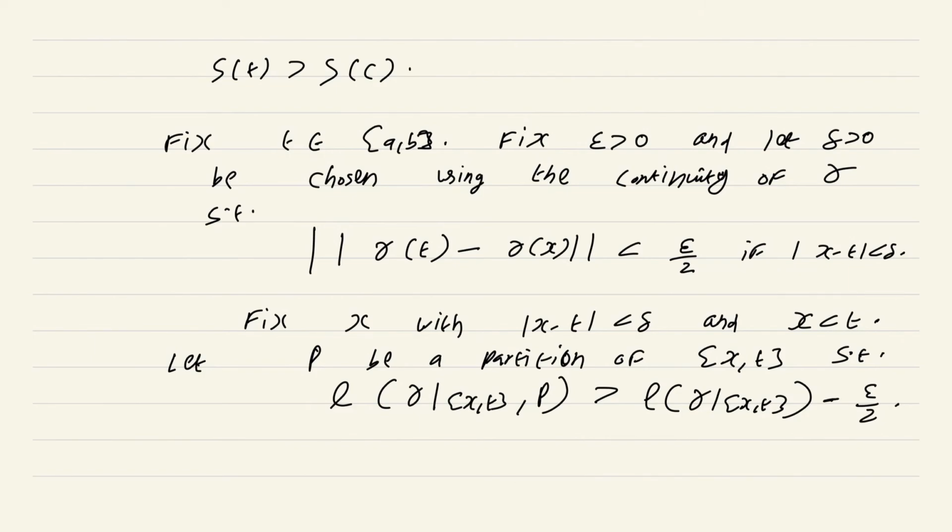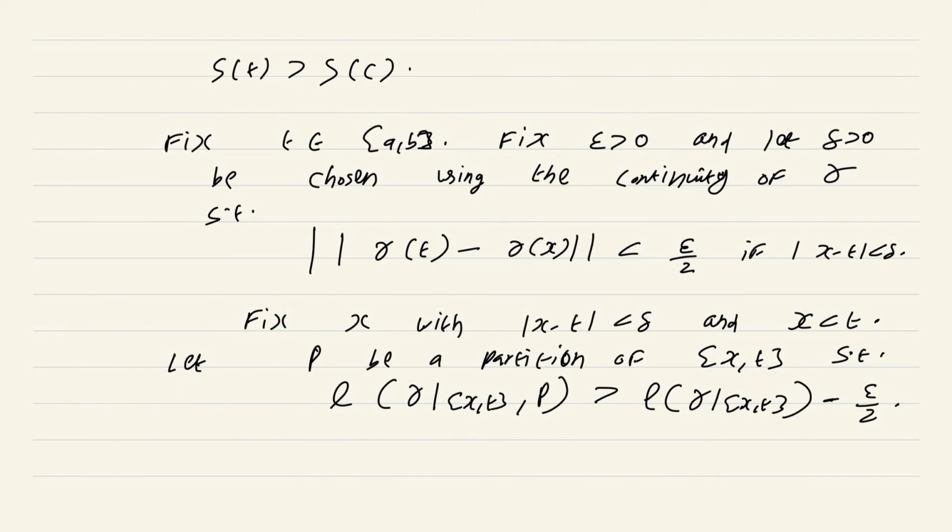So given any epsilon, or in this case epsilon by 2, I can always choose the partition so fine such that this is at the max epsilon by 2 distance away from the actual value of the length. This is just the way supremum is defined. This follows from basic real analysis, basic properties of the supremum.